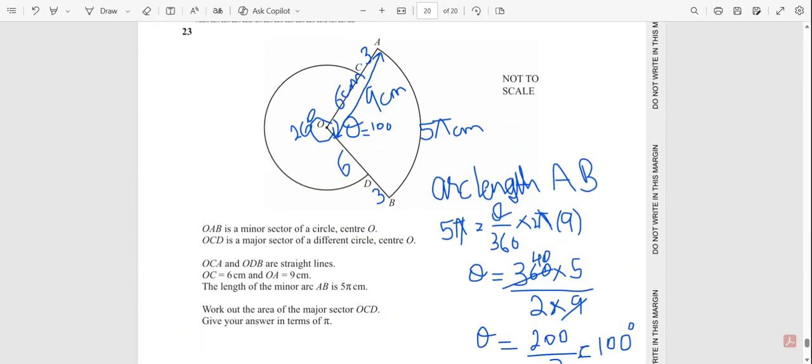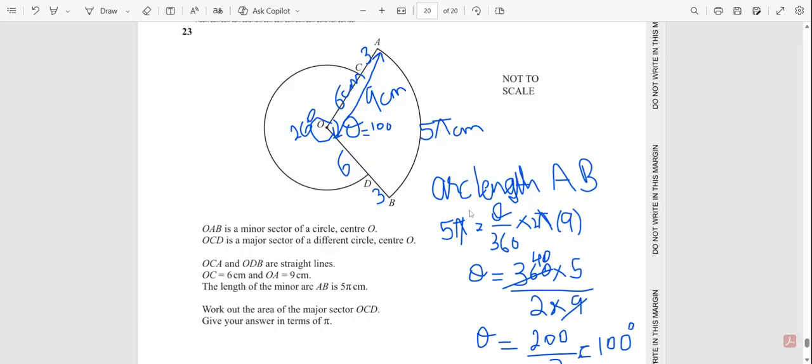Okay, let's move on towards question 23. OAB is a minor sector of a circle with center O. OCD is a major sector of a different circle with center O. OCA and ODB are straight lines. OC is 6 centimeters and OA is 9 centimeters. The length of the minor arc AB is 5 pi. Work out the area of the major sector OCD. Give your answer in terms of pi.